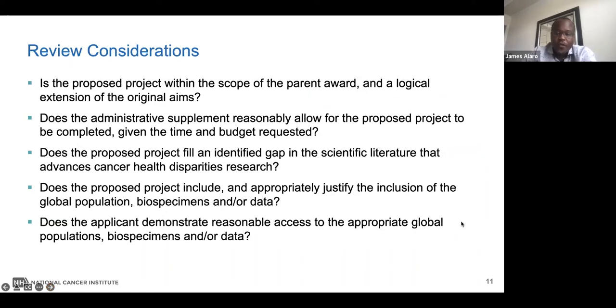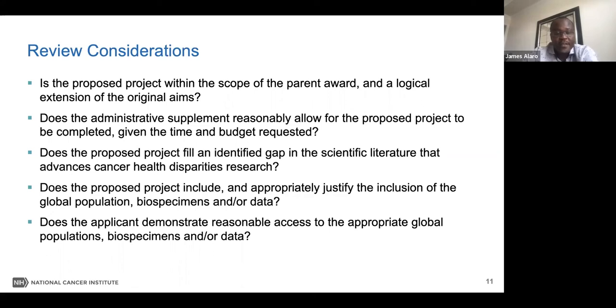The review criteria again remain the same. We'll look at whether your proposed project is within the scope of the parent award. That is why I said it's important for you to talk to your PD if you have any doubt, and whether it is a logical extension of the regional aims that were proposed. We'll ask whether the administrative supplement reasonably allows for the project to be completed within time and within budget.